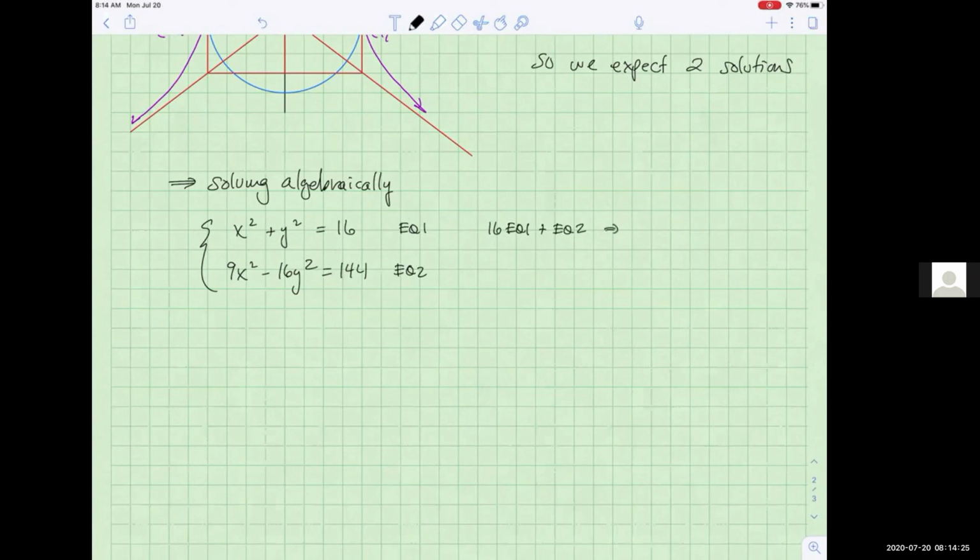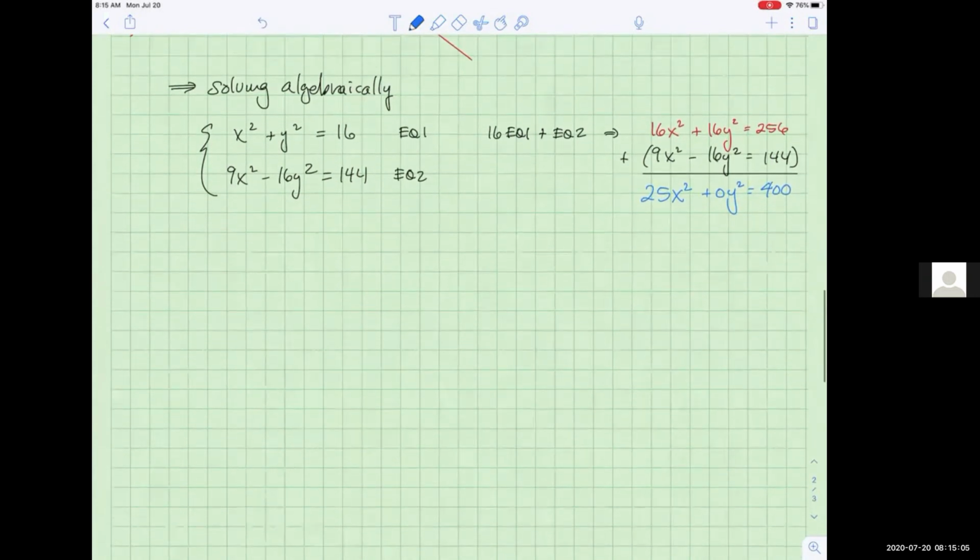And that will give us the following. See in red here, we'll have 16x squared plus 16y squared is equal to 256. That was 16 times equation 1. Equation 2 is just 9x squared minus 16y squared is equal to 144. And as we add those two together, hopefully we'll eliminate one of our variables here. This will be 25x squared plus 0y squared is equal to 400.